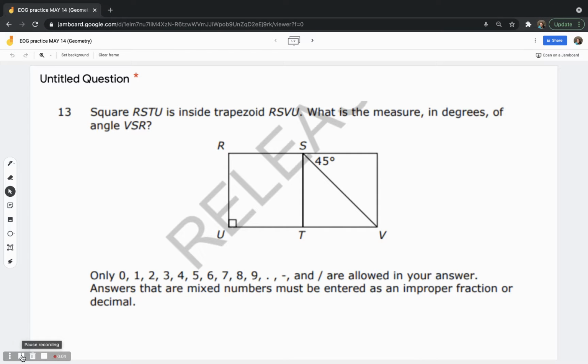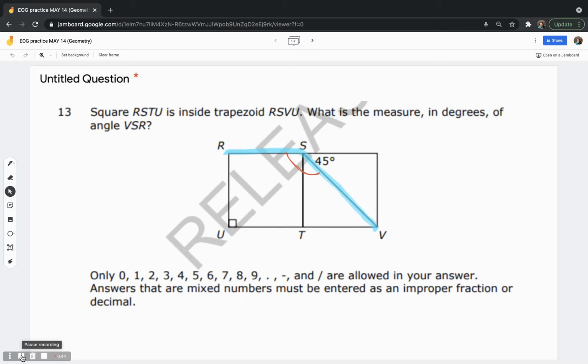Right, our first question says square RSTU is inside trapezoid RSBU. What is the measure in degrees of angle VSR? So we are solving for angle VSR. So that means that we want to know what this portion here is. So I have two angles making up that total angle there.